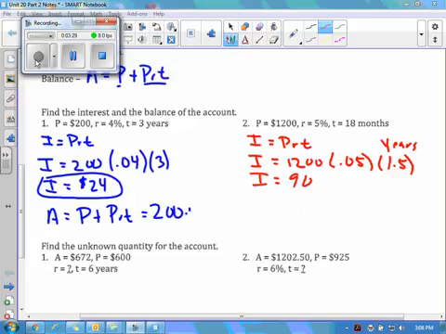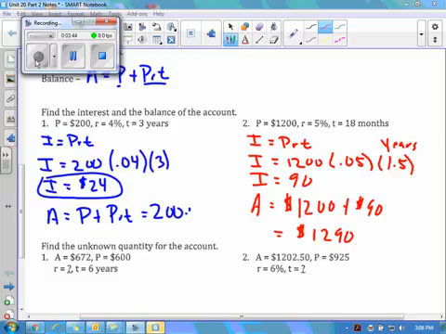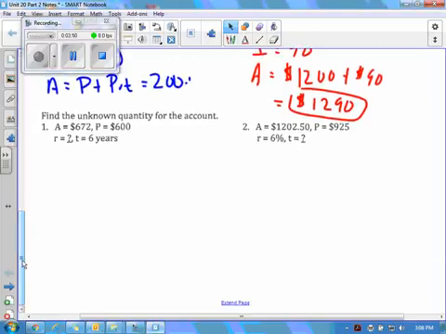So our interest is 90, and then to find our account balance, we do our principal of 1,200 plus our interest of 90 for a total of $1,290 for our account balance. All right, now if you scroll down to the column below it, we can also use this to find an unknown quantity. So this would be when we're given a few things and we're looking for one. So we'll be given 3 things and we'll be looking for the 4th thing involved.